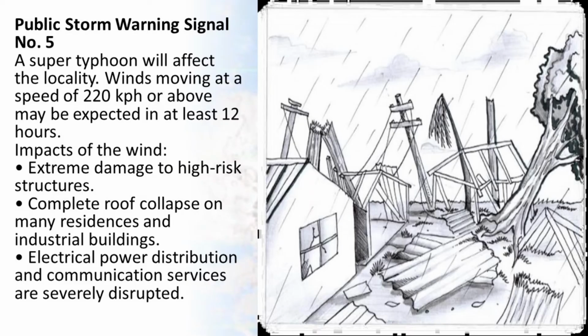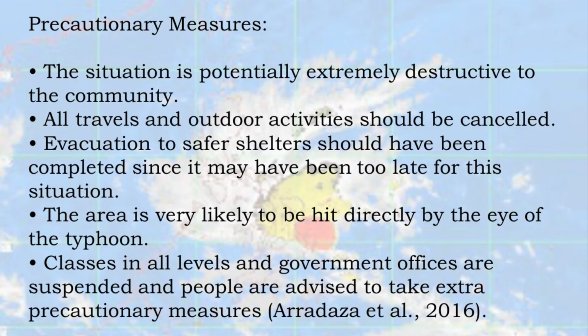Public storm warning signal number 5. A super typhoon will affect the locality. Winds moving at a speed of 220 km per hour or above may be expected in at least 12 hours. Impacts of the wind. Extreme damage to high-risk structures. Complete roof collapse on many residences and industrial buildings. Electrical power distribution and communication services are severely disrupted.